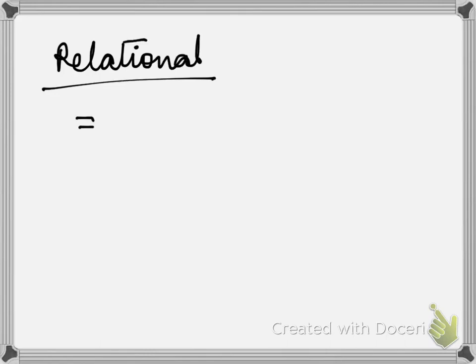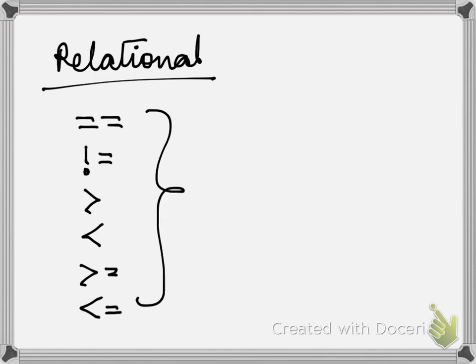So we have the equality operator, the not equal operator, greater than, less than, greater or equal, and less than or equal. These are the relational operators that you can find. And the output of all of these relational operators is always a Boolean. So it will either be true or false.